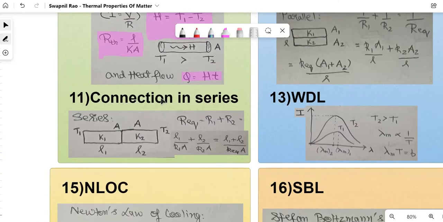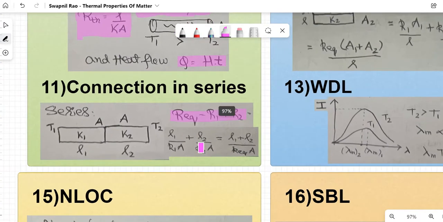Next one will be connection in series. So let's say we have connected two conductors in series, and they have area A and L1, L2, K1, K2, and T1 and T2. In this case, R equivalent is just like how you have learned in 10th grade. Equivalent resistance Req would be equal to R1 plus R2, and you have to just replace the formula for R which I gave you over here, thermal resistance formula. It is equal to L by KA. So the same thing would be L1 by K1A plus L2 by K2A is equal to, it's basically like R1 I've written over here, R2 I've written over here, and R equivalent I've written over here.